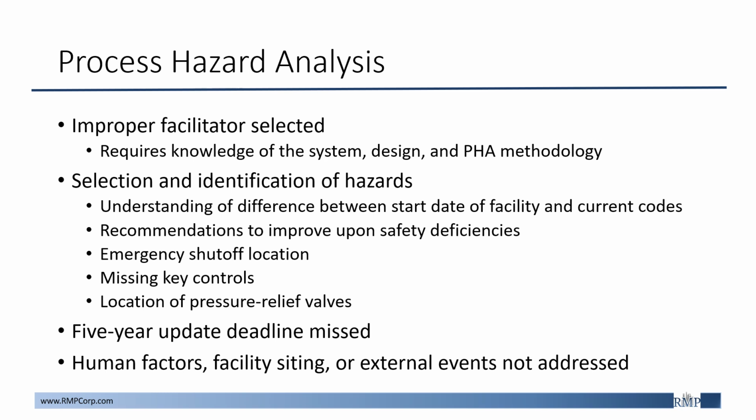It is also important to ensure that the hazard identification process includes the current codes associated with the system, that recommendations are included to improve safety deficiencies to meet these codes, that emergency shutoff locations are actually reflective of what is in the field, that key controls are properly documented and identified, and that the location of your pressure relief valves in the field are identified to ensure that they don't relieve in maybe high traffic areas or in areas that can provide or include hazards to your operations personnel.